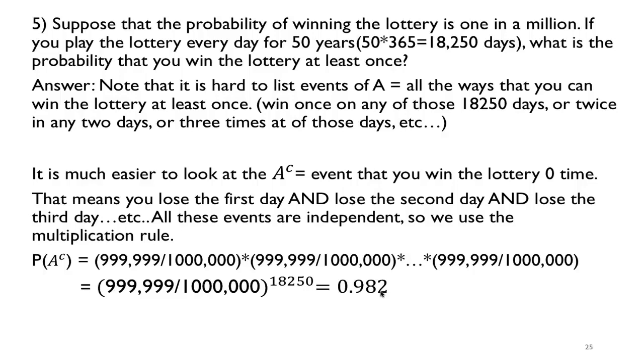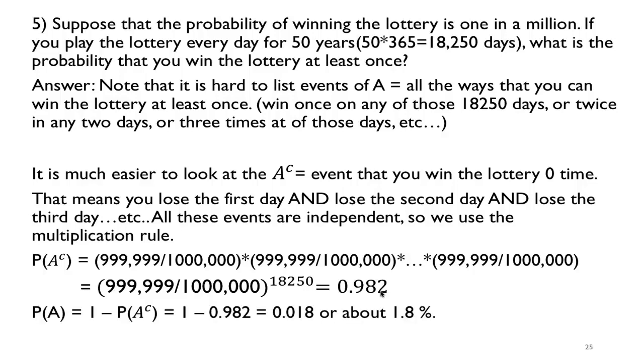To now compute the chance that you win the lottery at least once, which is harder to compute directly, you just subtract this from 1. So 1 minus this is about 0.018, which is about 1.8%. Notice that it's really hard to win the lottery even if you play every day for 50 years. There's only about a 2% chance that you win at least once.